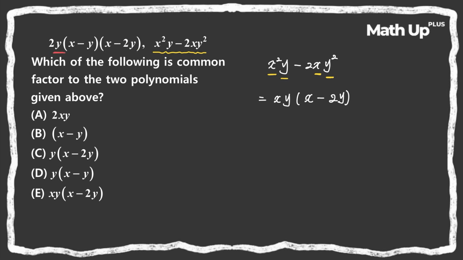We have y here, so the common factor is y and x minus 2y, so times x minus 2y, right? So the correct answer is C, y times x minus 2y.